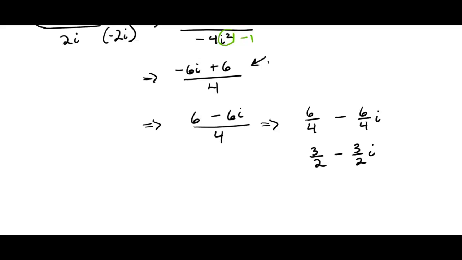Now it is kind of unusual that both a and b are 3 over 2. But well, I guess one's positive and one's negative. But that's just the way they wrote the problem. So, okay, there we go.